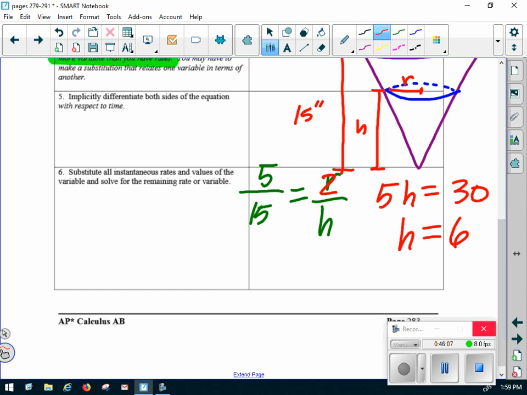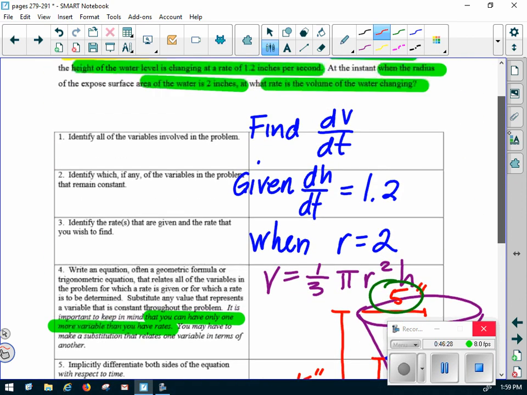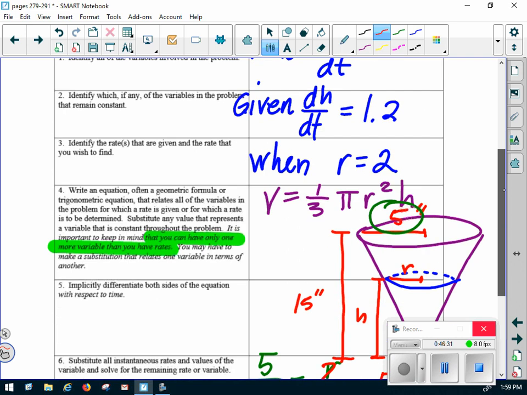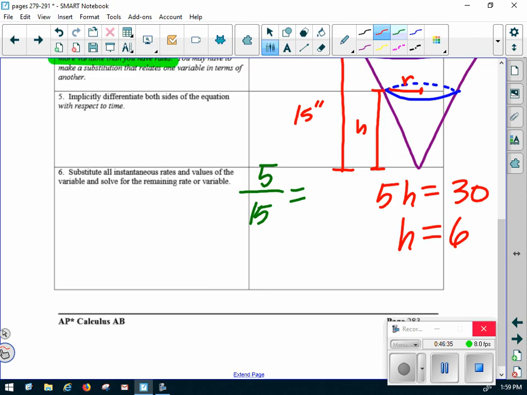Okay, hang on, there's something I want to look at real quick. But here's the thing. I can't put that in right away, can I? Because this is at the instant when R is 2, right? At the instant. So I'm going to go back here and write a little equation. I'm going to cross multiply.